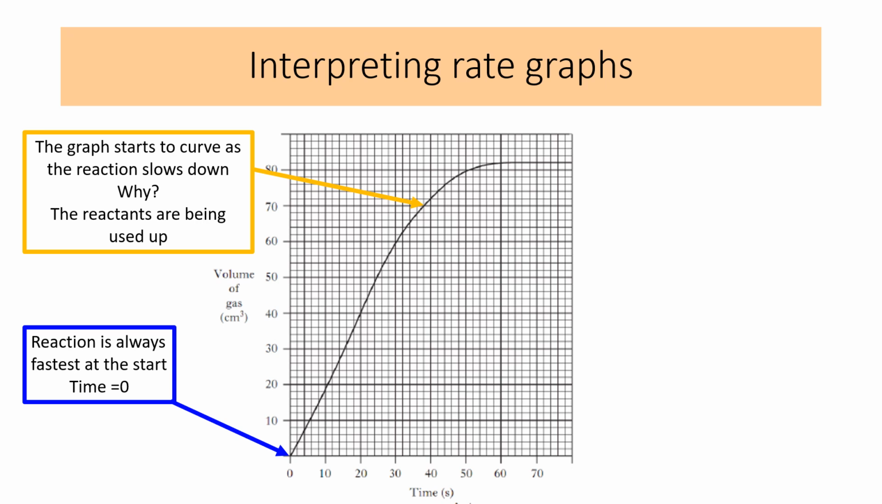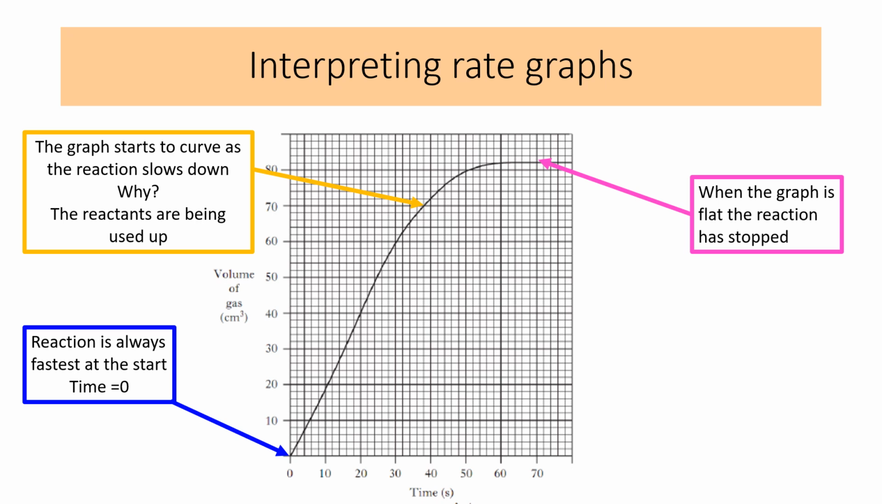Why is it slowing down? The only answer you can give that is correct is the reactants are being used up. It is nothing to do with energy. Nothing at all to do with energy. The only reason a reaction slows down is because reactants are being used up. When a graph is flat or horizontal, it means the reaction has stopped.